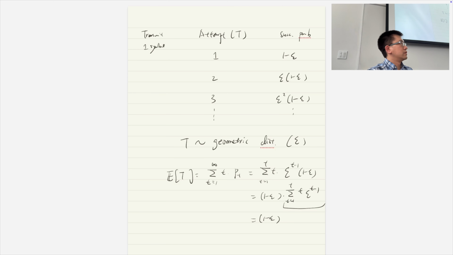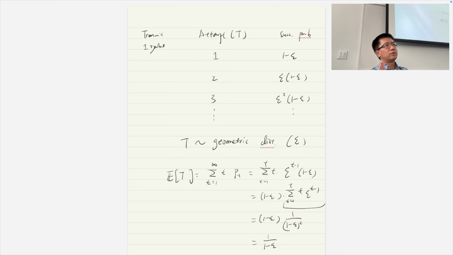Then what is that? The sum of t times epsilon to the t minus 1. Yeah, that should be easy enough, right? You just do the integral of it, and then you're going to get a geometric series, right? And then do the differentiation, then you'll get this result, okay? And then there will be this. So that's the average length, okay?